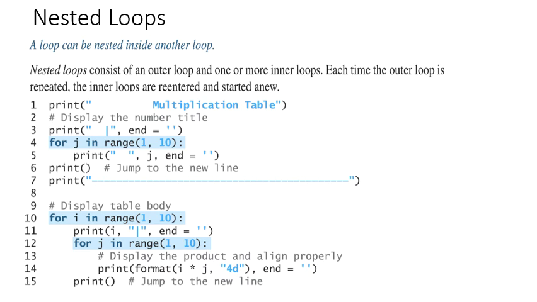Nested loops. A loop can be nested inside another loop. A nested loop consists of an outer loop and one or more inner loops. Each time the outer loop is repeated, the inner loops are re-entered and started anew.